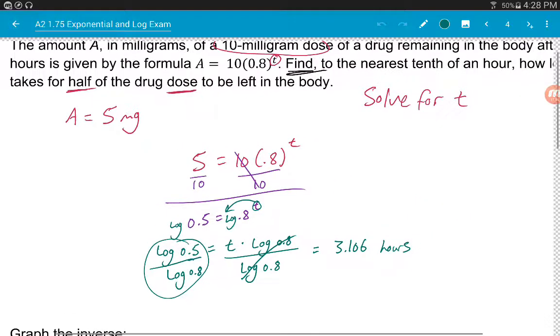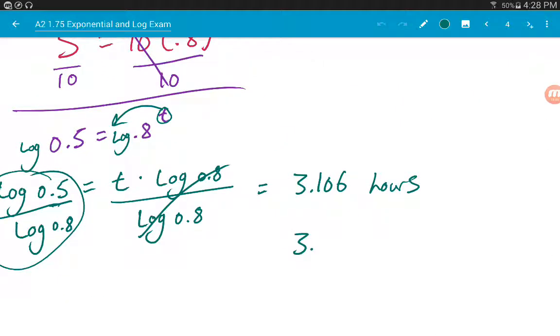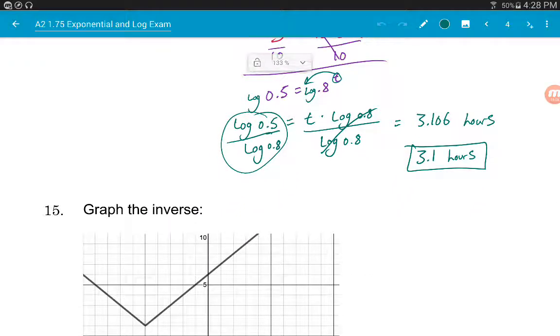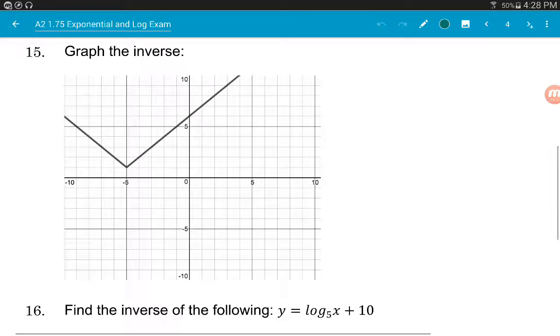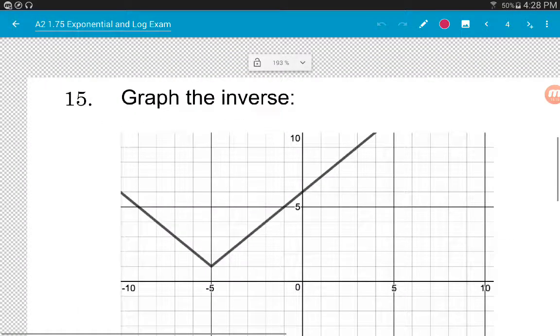Let's see what they want me to round to. Nearest tenth, so only one decimal place. 3.1 hours. You always want to make sure you've rounded correctly before you box an answer. Question 15. Graph the inverse. So the inverse requires us to switch x and y. It means we have to find different points.